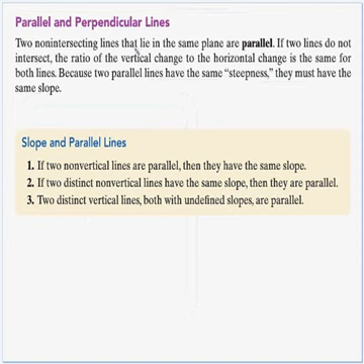So two non-intersecting lines that lie in the same plane are parallel. If two lines do not intersect, the ratio of the vertical change to the horizontal change is the same for both lines. Or, you know, horizontal change over vertical change, that's just our slope, our rise over run. Because two parallel lines have the same steepness, they have the same slope.